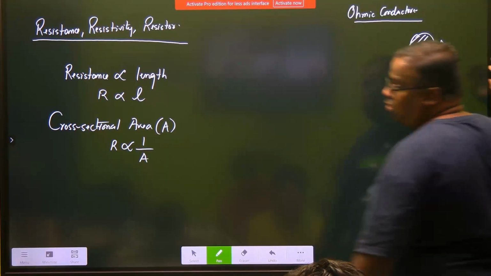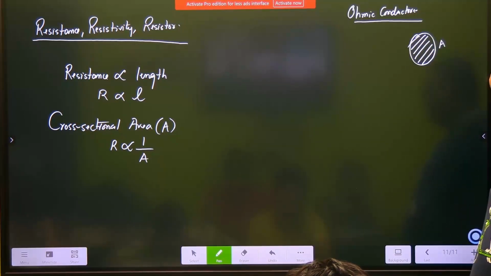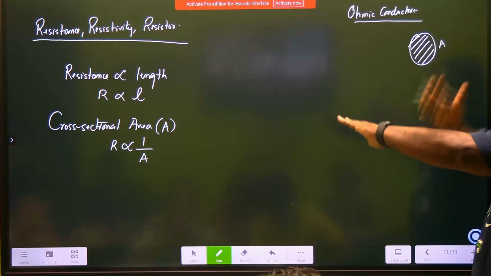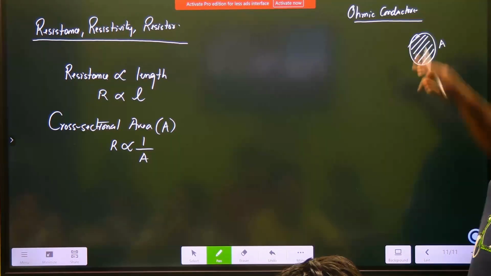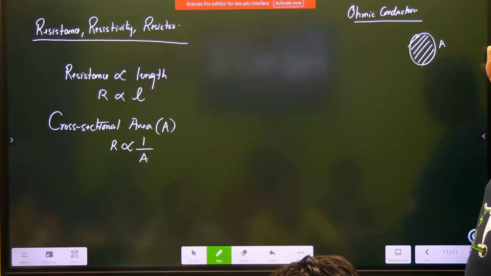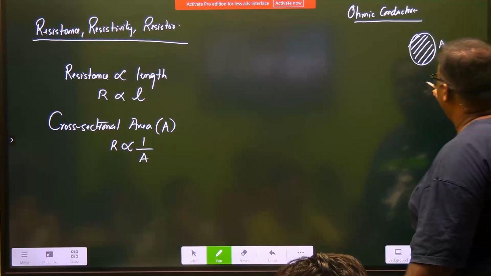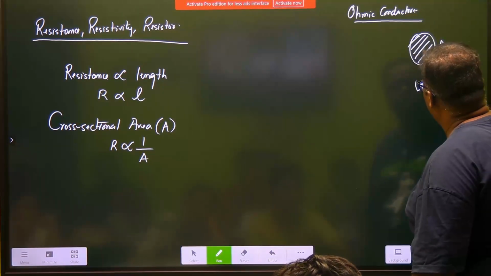Now A is a portion of the conductor. Do you agree? A contains free electrons. A is also a metallic part, no? It's just as if you have chopped off my hand and you are looking at my cross-section. So A contains free electrons. What you have done is that you have suddenly reduced the cross-sectional area to half.